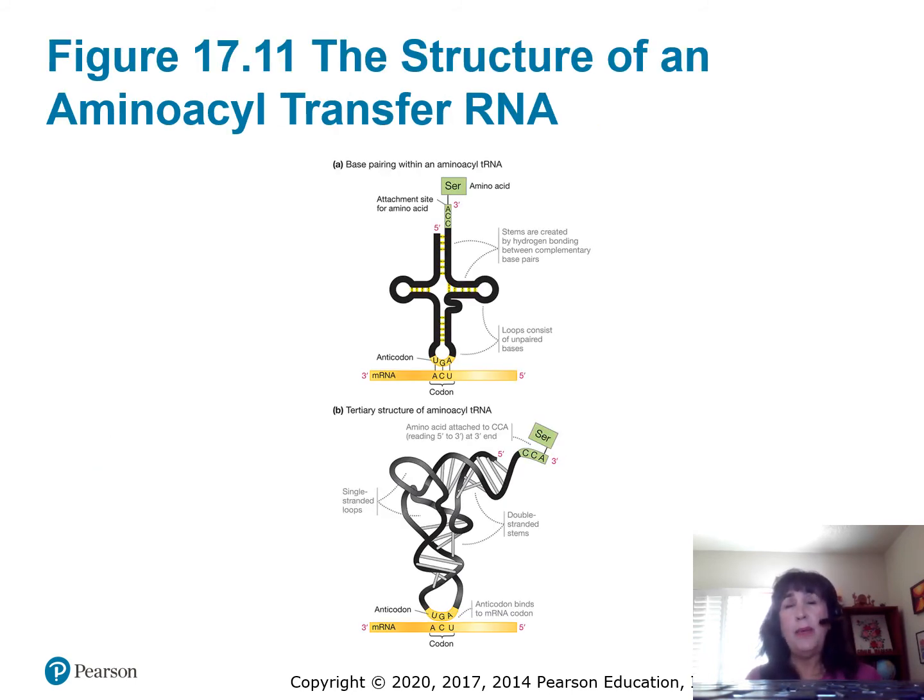In this drawing, we see that the mystery ingredient transfer RNA is in black, and we know that it's the third type of RNA. Notice we see a codon on messenger RNA and an anticodon on transfer RNA. The anticodon is UGA, and notice it complements ACU. At the opposite end of transfer RNA, on the CCA side, it is loaded with an amino acid called serine. So this is an aminoacyl transfer RNA.